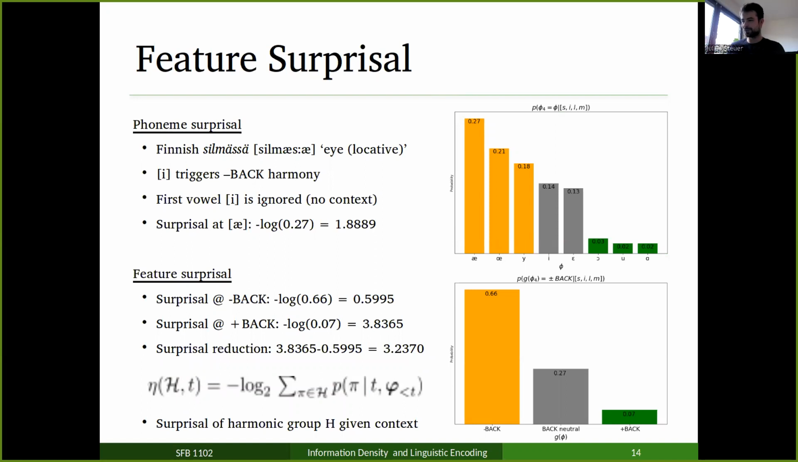Now to the metrics we used to quantify vowel harmony. The first one is very straightforward. We name it phoneme surprisal. It's just the negative logarithmic probability of a specific phoneme given a context.